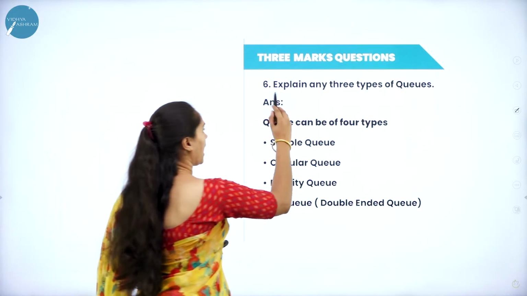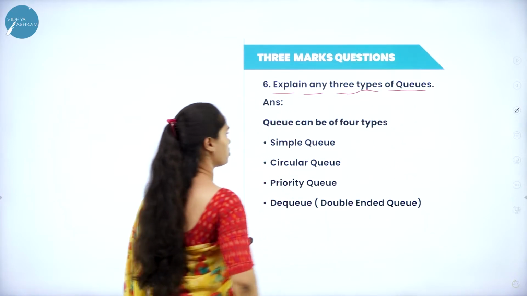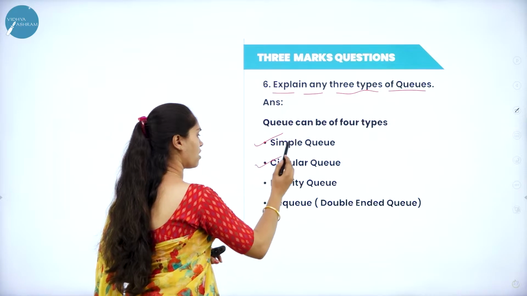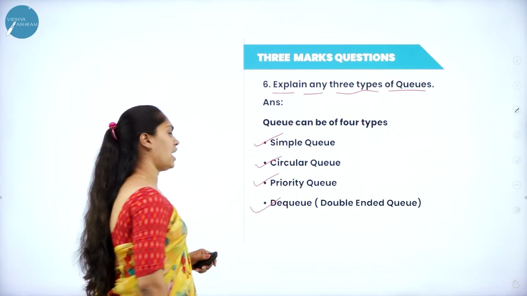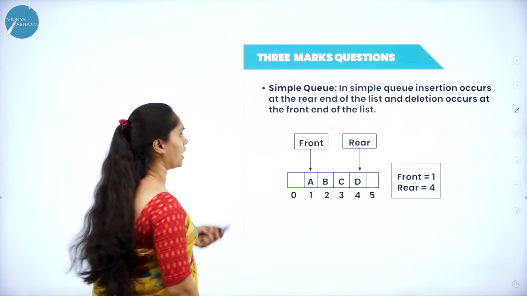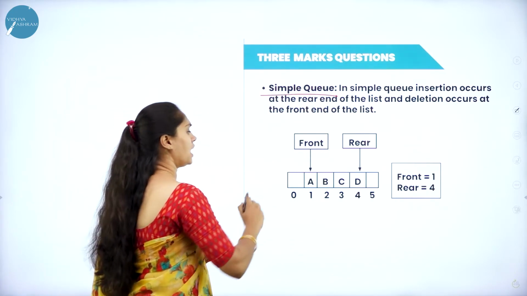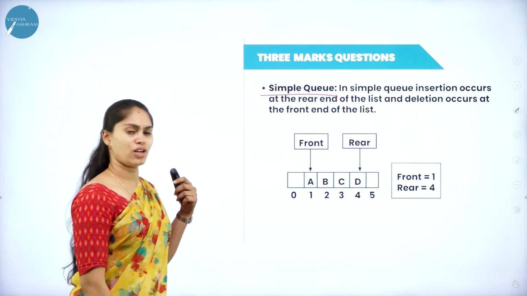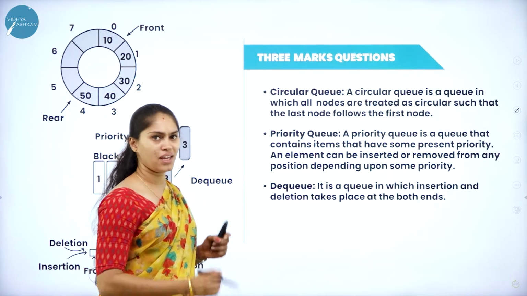Next question, explain any 3 types of queues. We already know the types of queues: we have the simple queue, circular queue, priority queue and D queue. Out of those, you can choose any one queue and write its definition and a schematic representation of how elements are added and deleted.